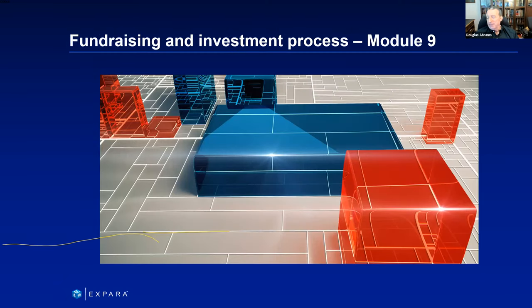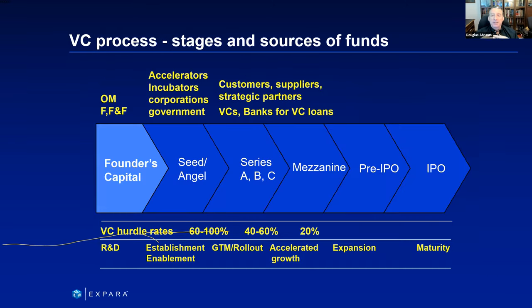All right, so what does the fundraising and investment process look like before we get to exit? This is a typical fundraising process for a startup company. It begins on my left side of this diagram with founders' capital. So before founders get money from investors, they fund the startup with OM, which is own money, and with FF&F, which is friends, family, and fools money. So OM is a very important first step for every startup.